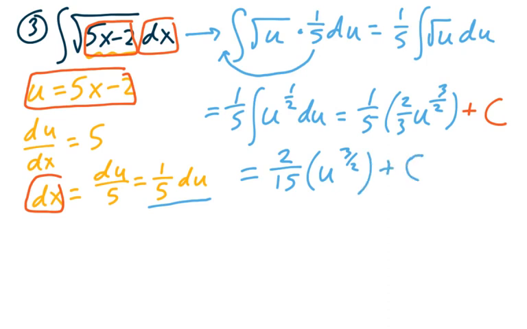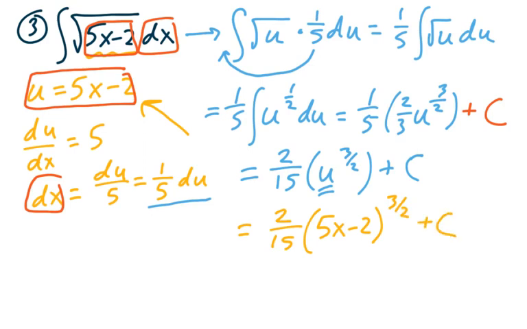Great. There's your antiderivative. We're almost done. But again, we can't leave u in our answer. We need to substitute it back in. Here comes our final answer, friends. How about 2 over 15? u was 5x minus 2 from over here, right? All right, plug that back in. 5x minus 2 to the 3/2 plus c.